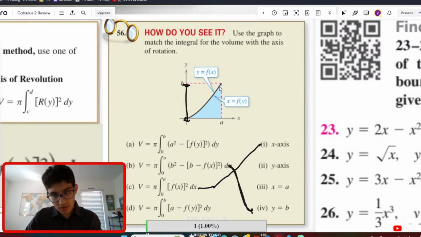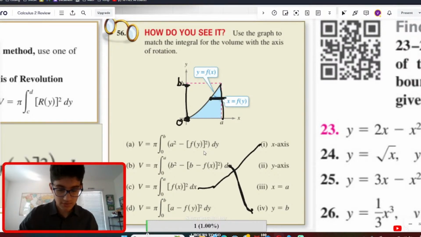Well, it's going to be a minus f of x, right? That's going to be this over here. And we keep on integrating that. From where to where though? We go from 0 to b, because when we're rotating it with respect to y, and the y coordinates here are, this is 0 and this is b. It's written over there. Okay, so that's out of the way.